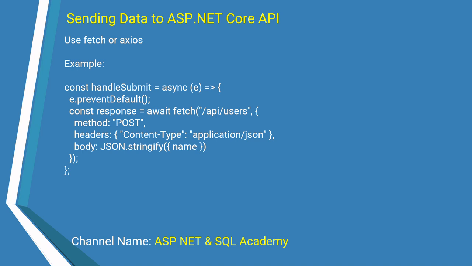To send the form data to the backend, we use fetch or axios. In this example, we send a POST request to our ASP.NET Core API endpoint. The form data stored in state is sent as JSON in the request body. The backend can then process this data and return a response.